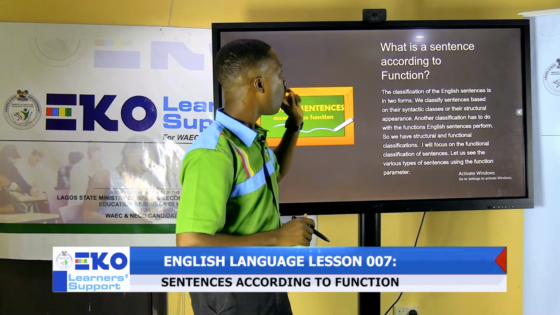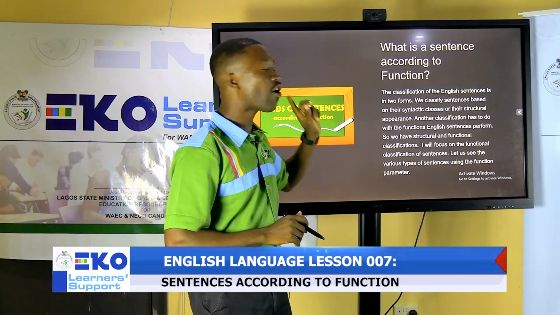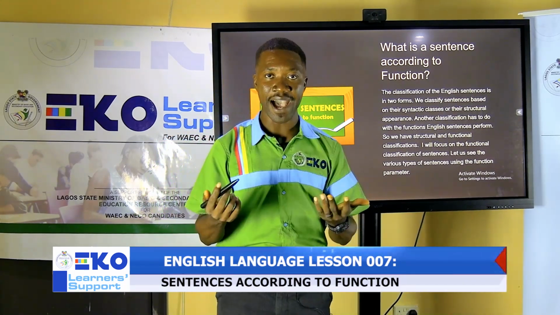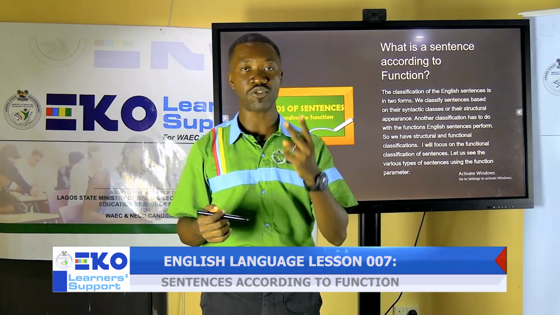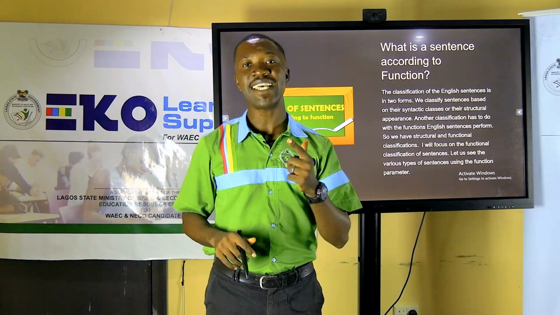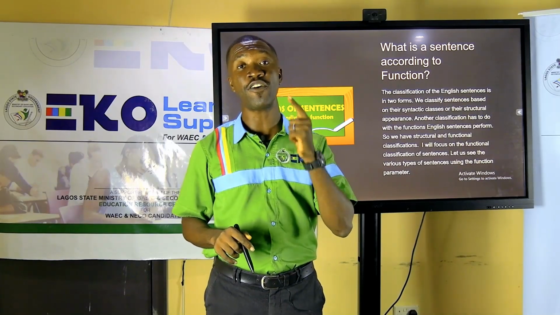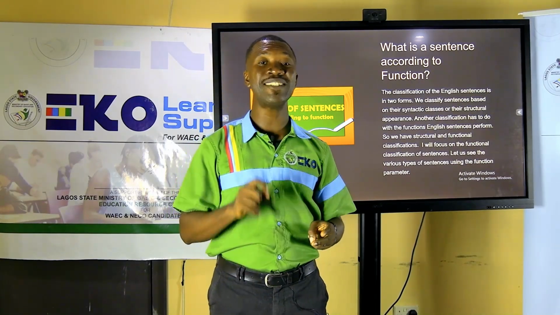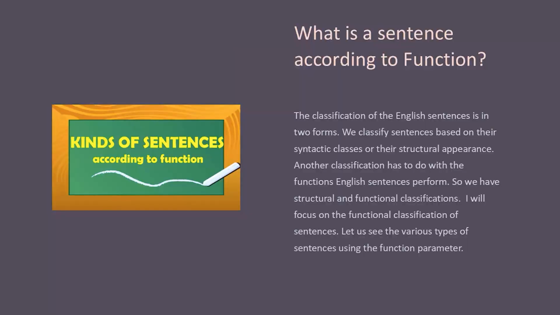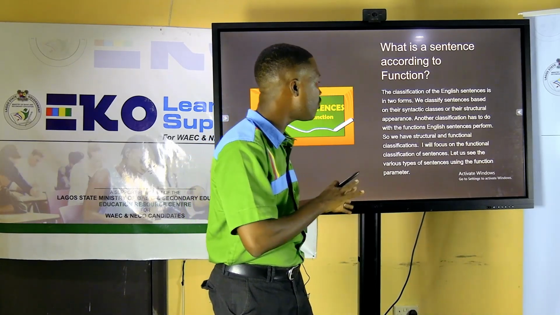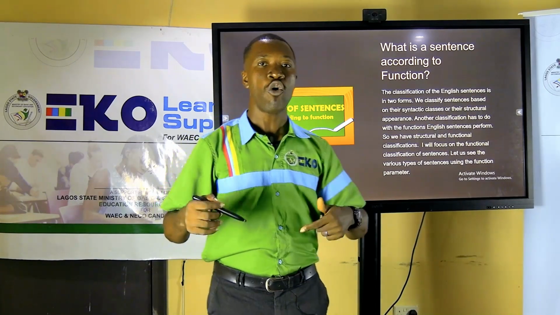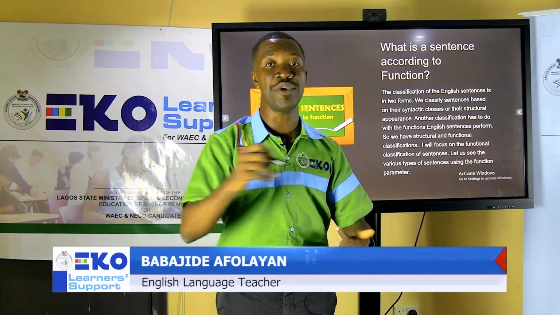Let's look at what sentences according to functions are. When we talk about the classification of the English sentences, we have 2 types. We have sentences according to the function they perform, and we also have sentences according to structure. That is the way the structure of a sentence appears. Today, we will focus on the function of this sentence, meaning that what function do they perform when we write.